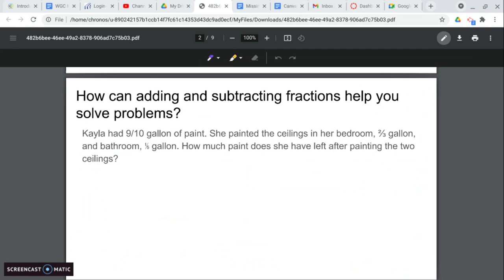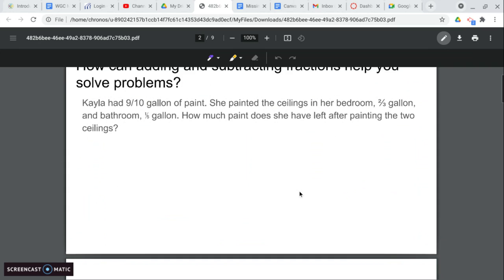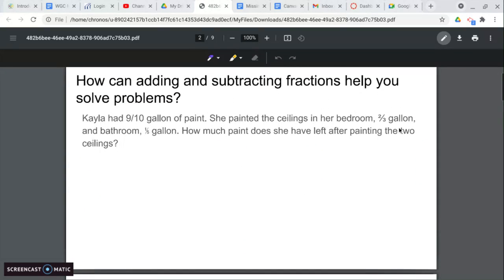Kayla had 9/10 gallon of paint. She painted the ceilings in her bedroom, 2/3 gallon, and bathroom, 1/5 gallon. How much paint does she have left after painting the two ceilings? So what we need to do is add the 2/3 and the 1/5 together, and then we can subtract that from the 9/10 to find out how much is left.